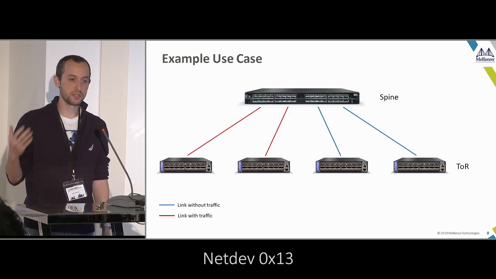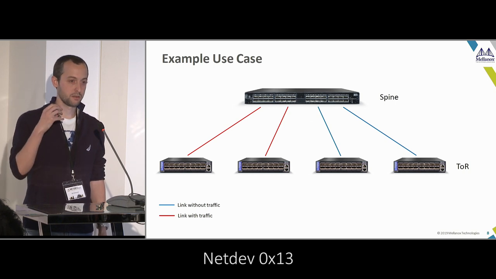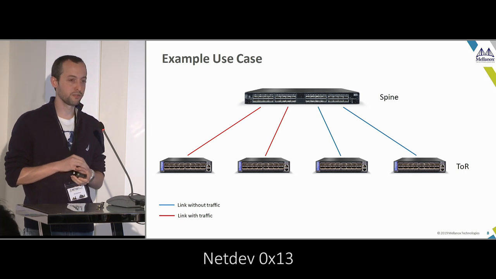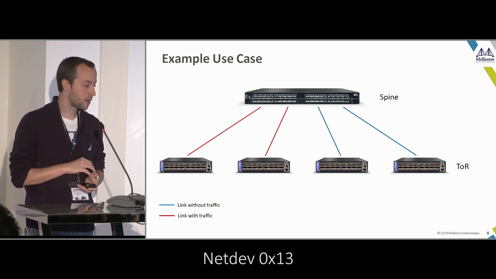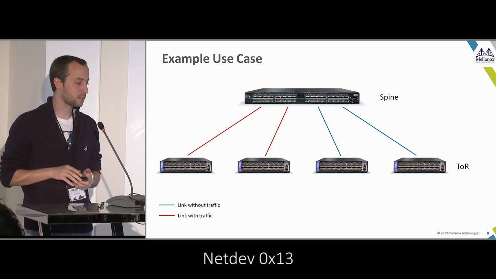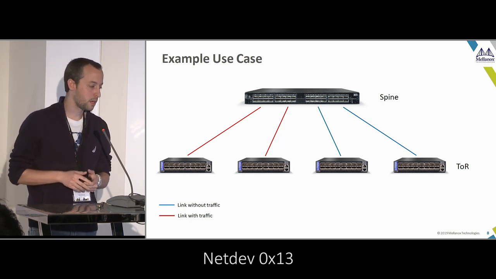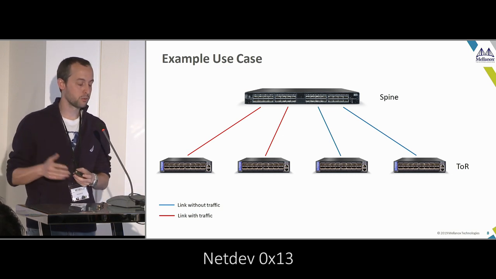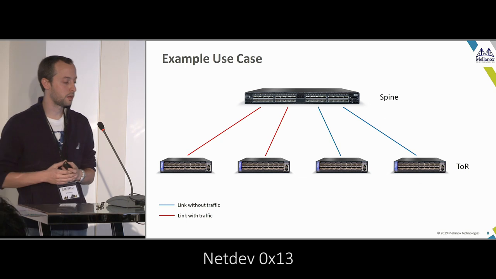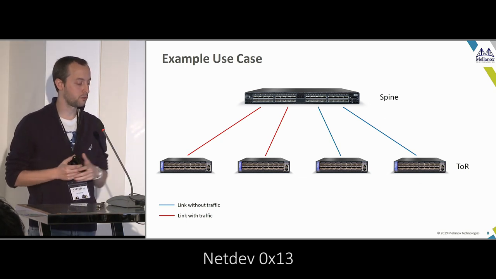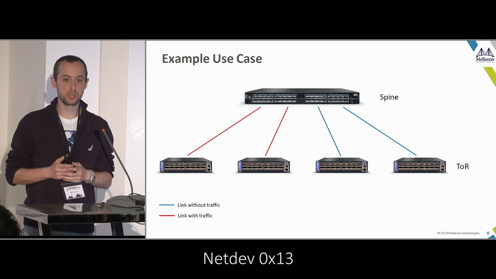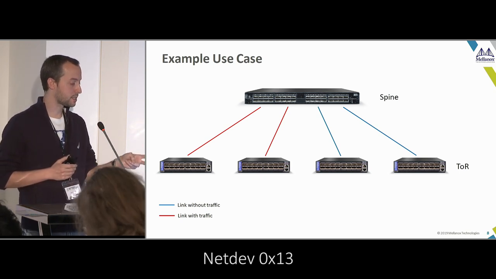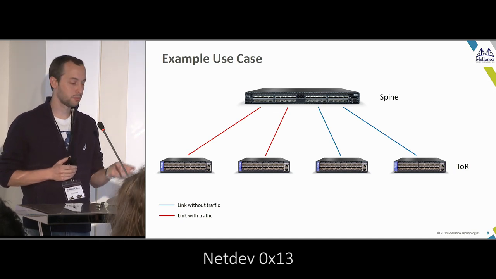But we lack this visibility when the data path is completely offloaded and when the packet forwarding is done by the switch ASIC. And one example I want to give is a recent issue that I got, in which a certain user had a spine, or I don't know, it was super spine maybe, and it was connected to four top of rack switches. And in this picture, you can see that actually only two links had traffic going over them.